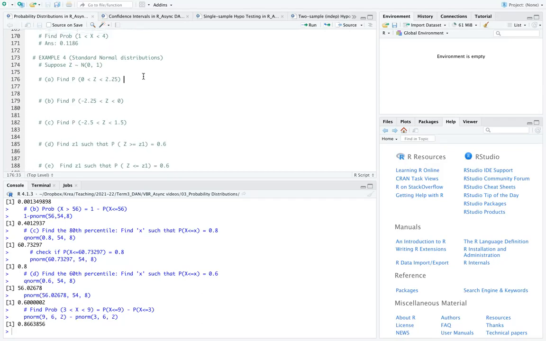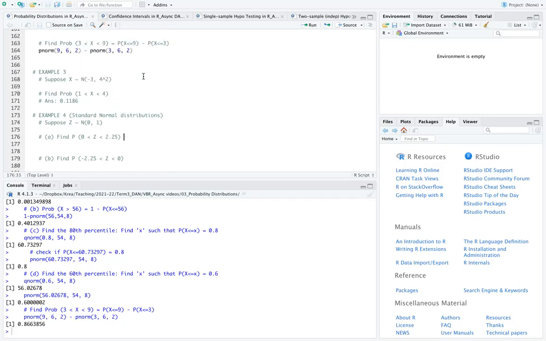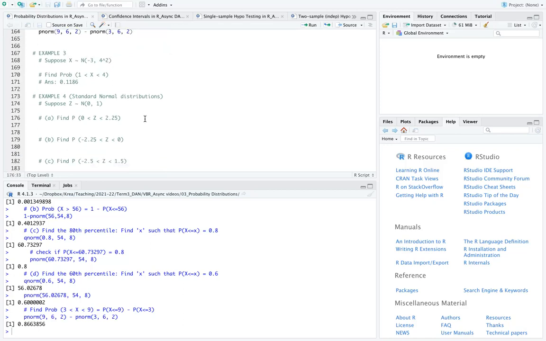Now, just like how we solved the previous cases, just like how we did P of 3 less than x less than 9 as P of x less than 9 minus P of x less than 3, we do something similar here. So this is just going to be P of Z less than or equal to 2.25 minus P of Z less than or equal to 0. And this will give us the area between the points 0 and 2.25.